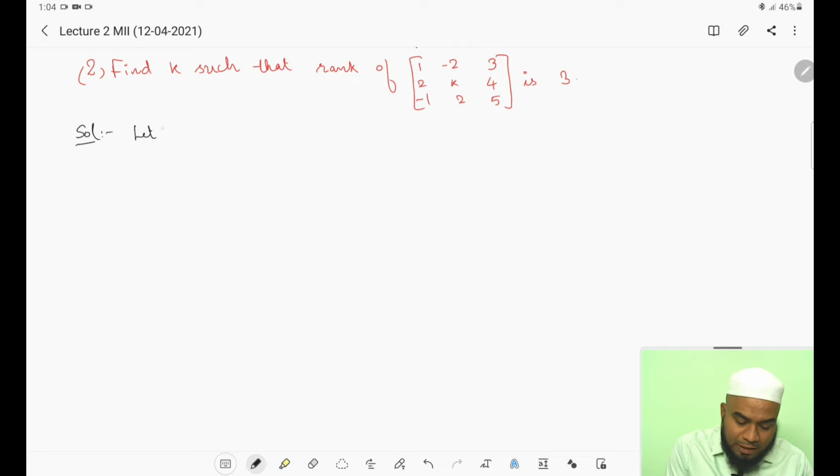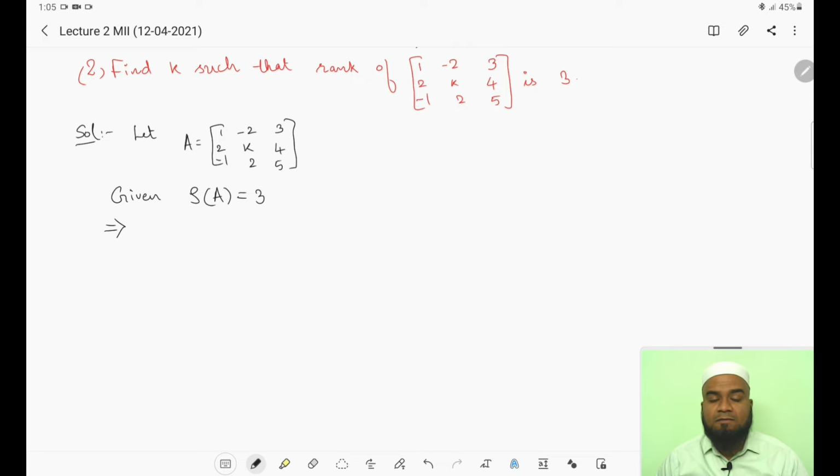So first of all, I will denote this matrix by A equals 1 minus 2 3, 2 k 4, minus 1 2 5. This is the given matrix. Given that rank of A is 3, what does this imply? We can say that the rank of a 3 by 3 matrix is 3 when at least one minor of order 3 by 3 is not equal to 0. Third order minor means the determinant itself.